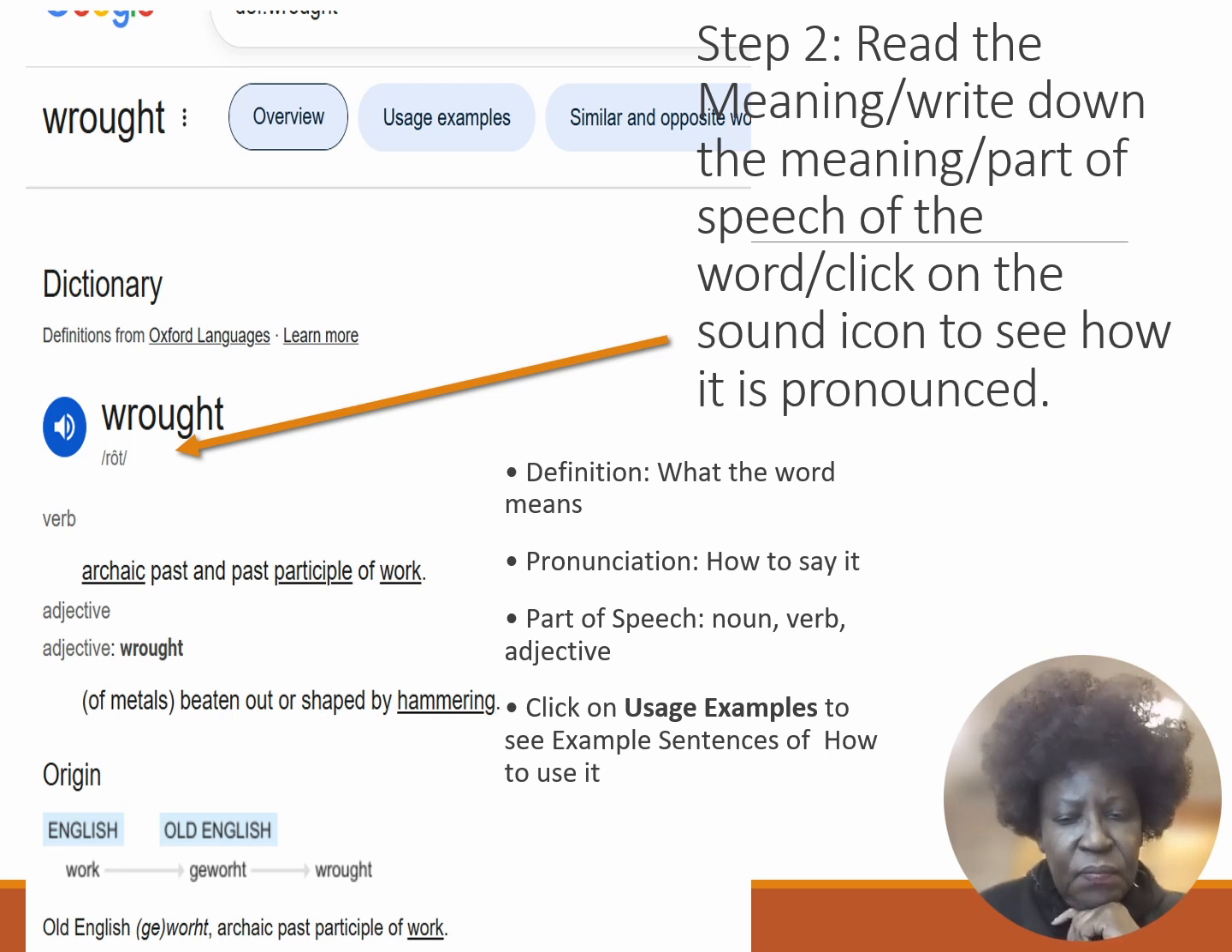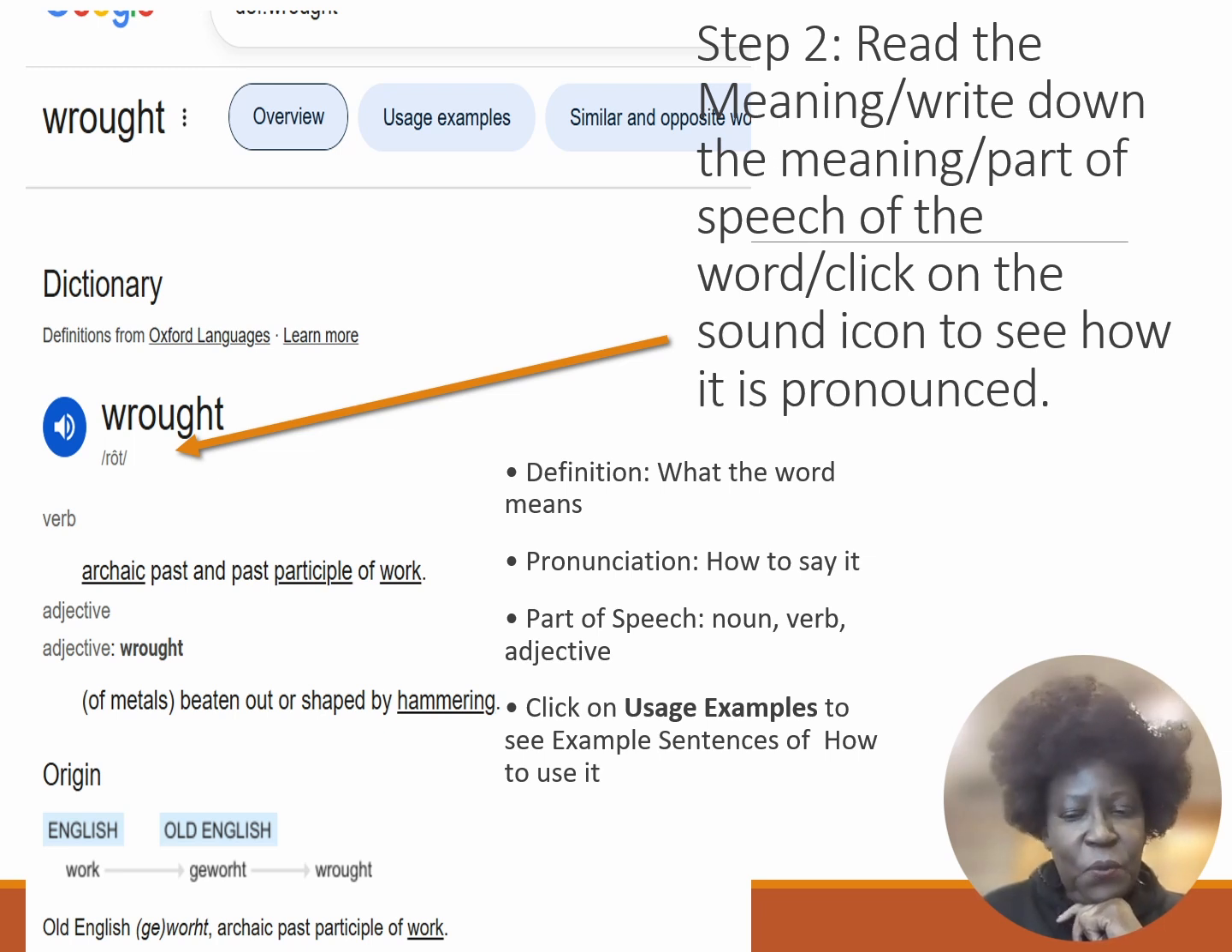So you get the definition, how to pronounce it, and the part of speech. And if you need to know how to use that word in a sentence, you could go up top where it says usage examples and click on usage examples, and it'll give you examples of sentences on how to use the word wrought.